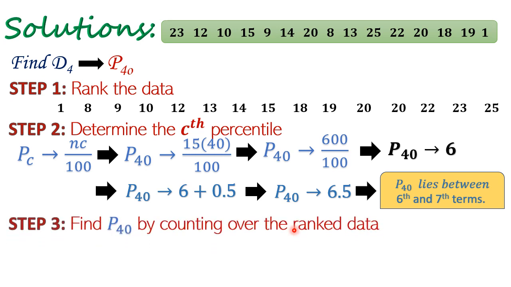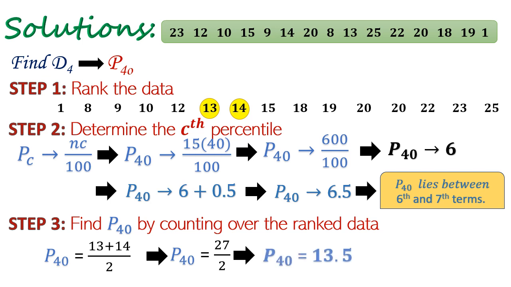Based on our ranked data, of course, let's count where our 6th and 7th terms are. So we have 1st, 2nd, 3rd, 4th, 5th, 6th, and 7th. So we do have 13 and 14. How are we going to get the mean of these two values? 13 plus 14 divided by 2, then we have 27 divided by 2. And lastly, we have P of 40 is 13.5.